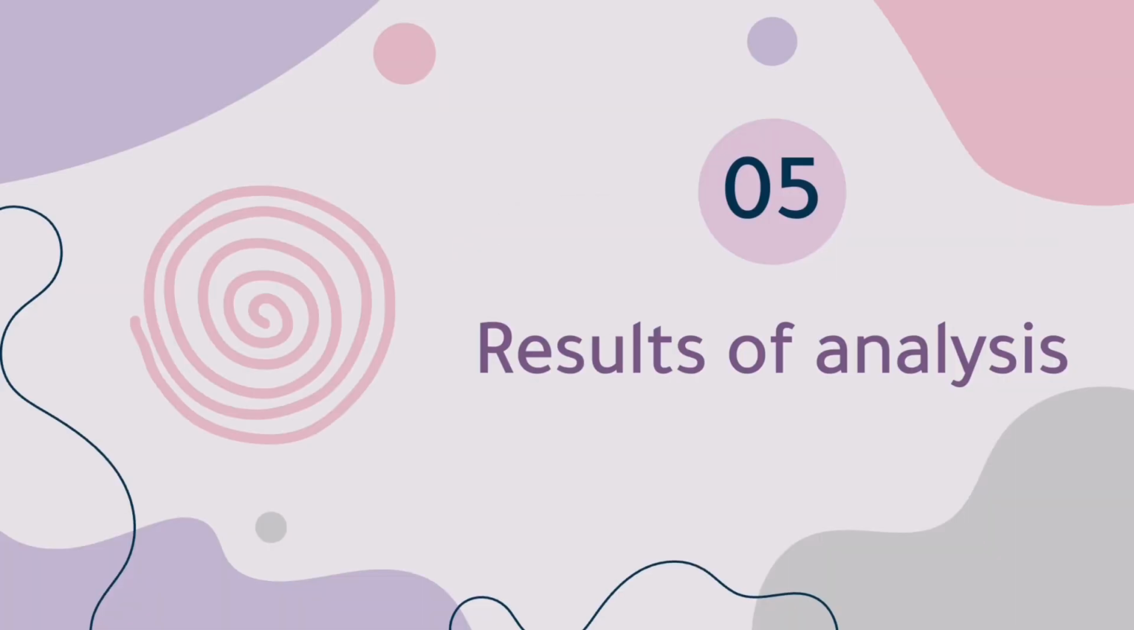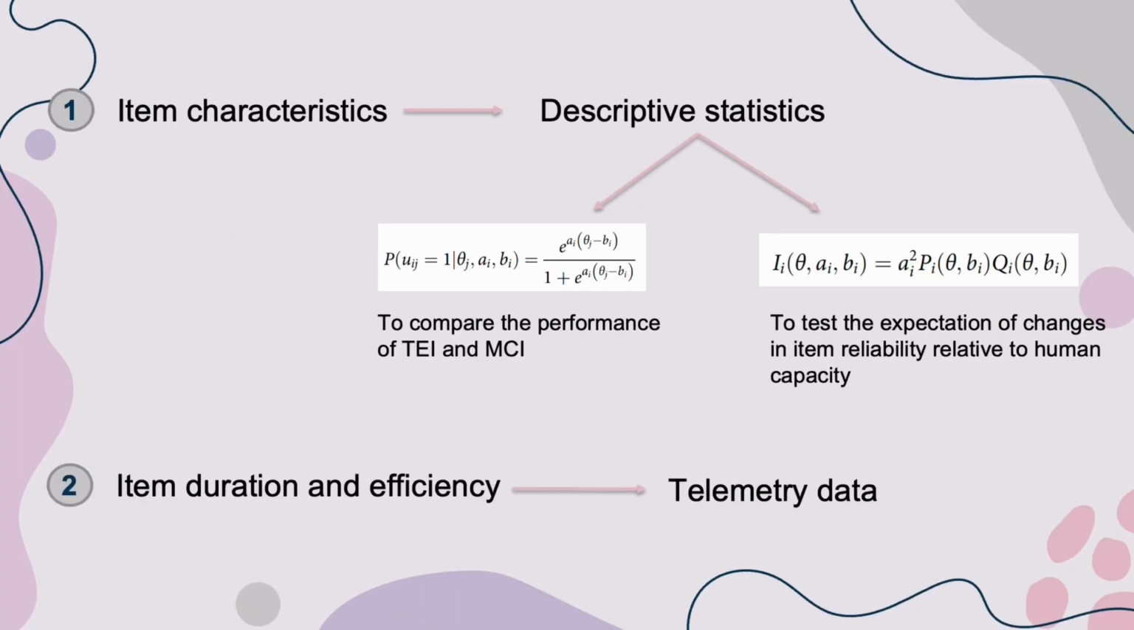The next part is the results of the exercise. To examine the 2 questions separately, the researchers used 2 different methods for data analysis. The first was to study the item characteristics. The researchers performed descriptive statistics for all items in each grade level and applied 2 formulas to calculate them. Formula 1 was used in order to compare the performance of technology-enhanced items and multiple-choice items, and Formula 2 was used to test the expectation of changes in item reliability relative to human capacity.